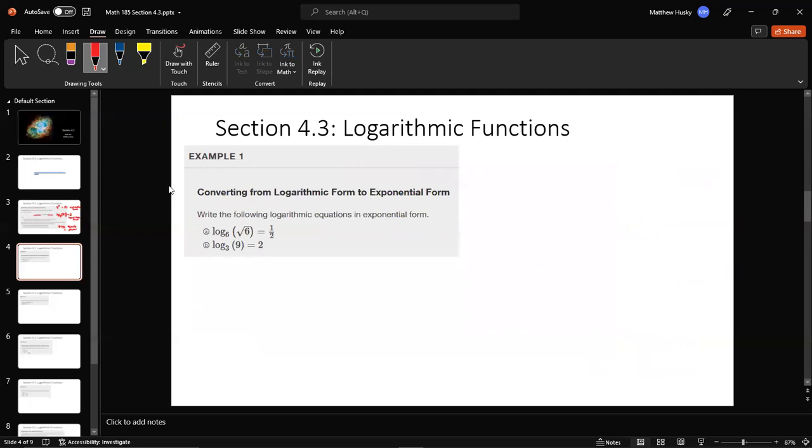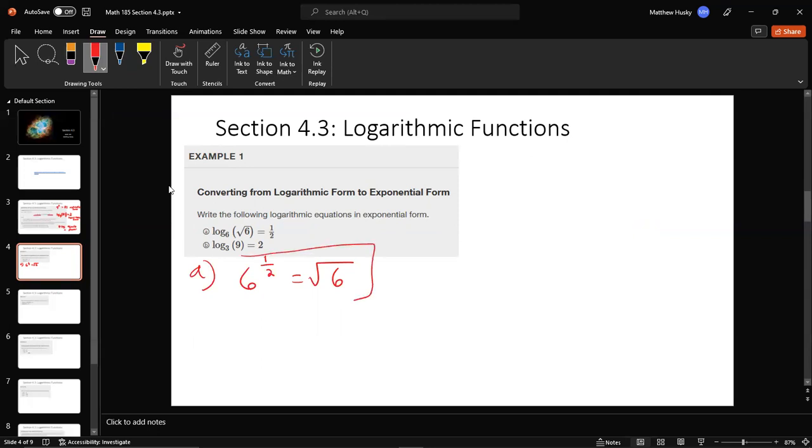So they say, write the following logarithmic equations in exponential form. So here we just have a statement and we're just switching it from one form to another. That's all that this entails. So if we start with part A here, the base for A is a 6. The power is the thing that the log equals, which is 1/2. And then what's inside is what you would normally get from doing the exponents. So this is telling us 6 to the 1/2 power is equivalent to the square root of 6.